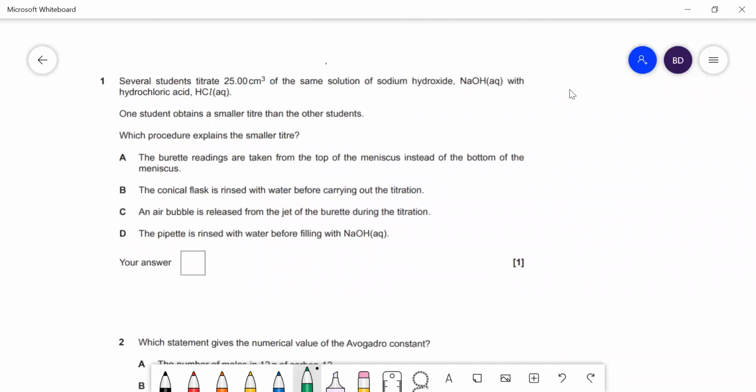Several students titrate 25 centimeters cubed of sodium hydroxide with hydrochloric acid. They pipetted the sodium hydroxide into the conical flask, so we have got our NaOH in there, and here we're putting the hydrochloric acid in. One student gets a smaller titre than the others. What could explain the smaller titre?